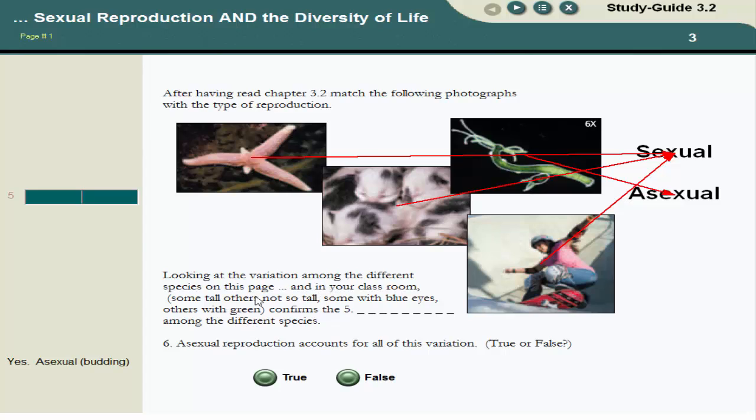So looking at the variation among the different species on this page, and of course in your classroom, some are tall, some are not so tall, others have blue eyes, others green, confirms the, what do you think we call that? Starts with the letter D. Diversity. We're very, very different, and I'm kind of glad we are. Asexual reproduction accounts for all of this variation. That is absolutely false, because what does account for it are the permutations and complications of sexual reproduction.